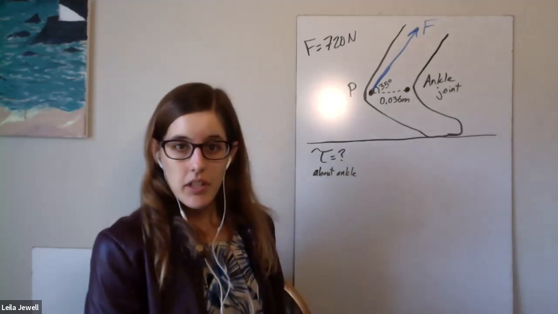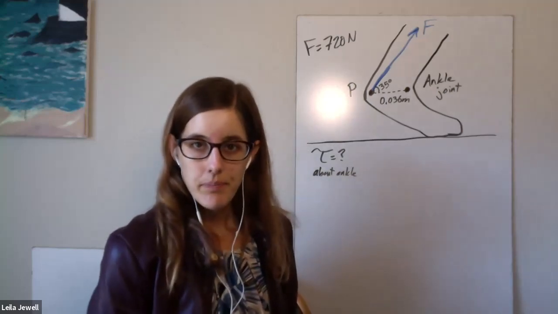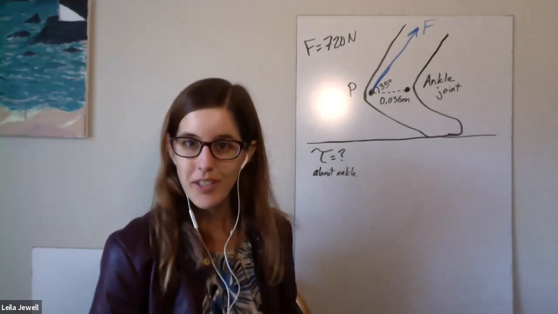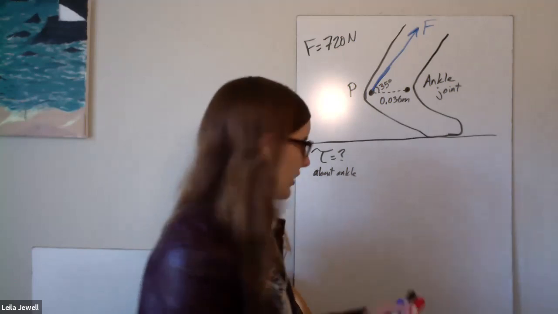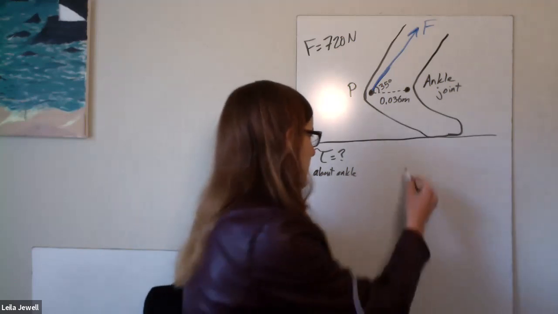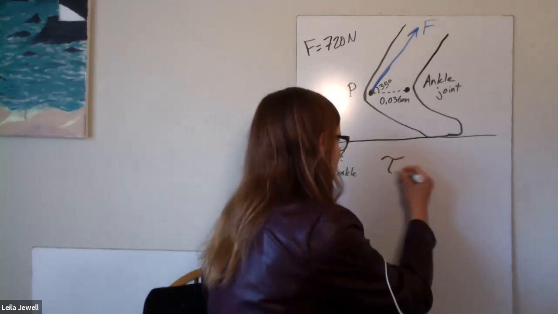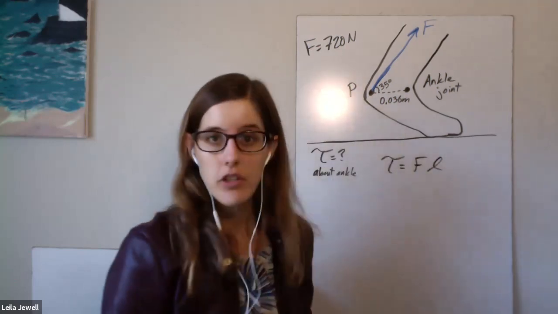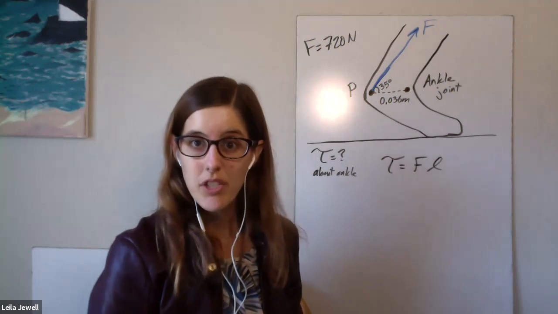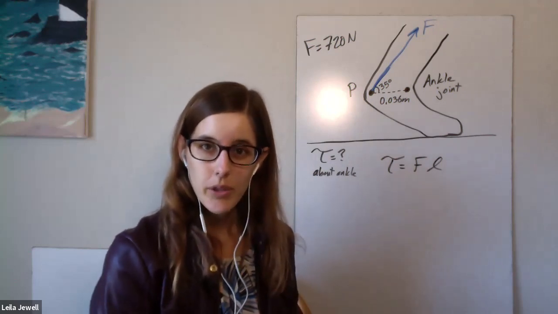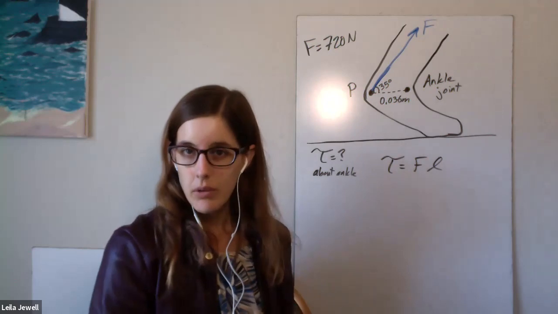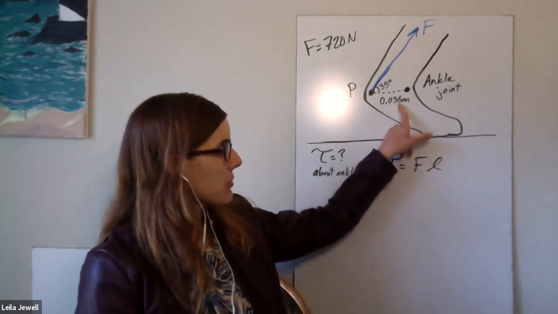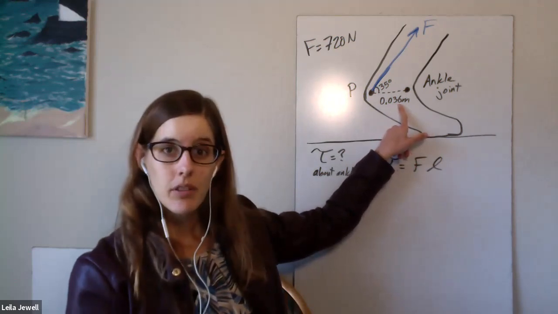All right, so now this is a little bigger, a little easier to see. As we think about our tools, we just learned how we can calculate torque, the magnitude of it at least. And the magnitude of the torque, we said, is the force times the lever arm. We already know our force, 720 newtons. So that part's pretty slam dunk. What about the lever arm, though? Do we know that? Well, we do know this distance, 0.036 meters, but is that the lever arm?